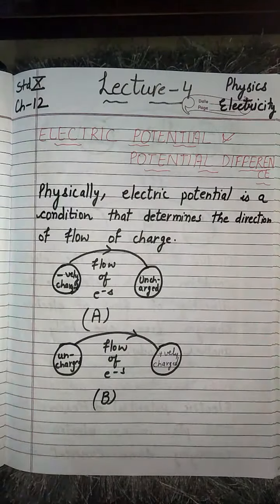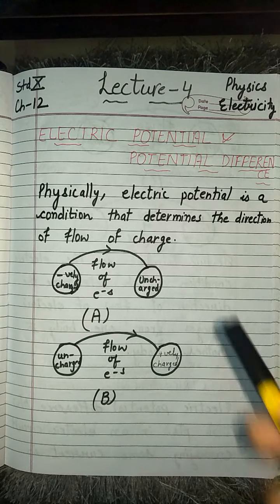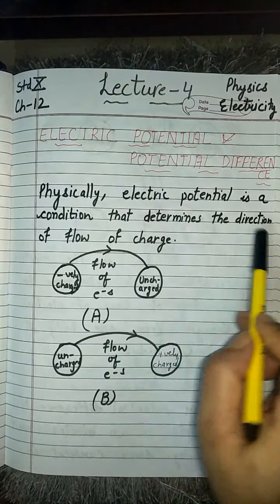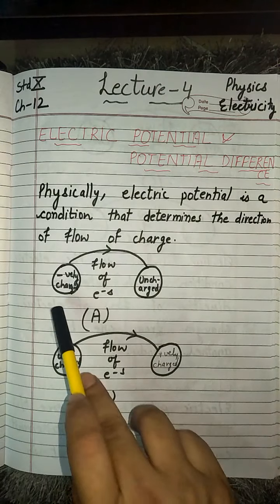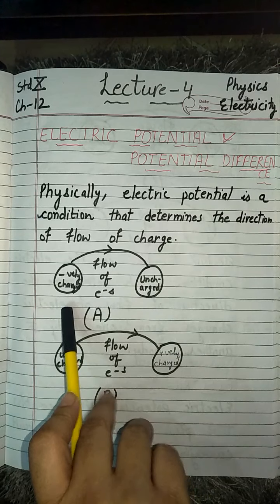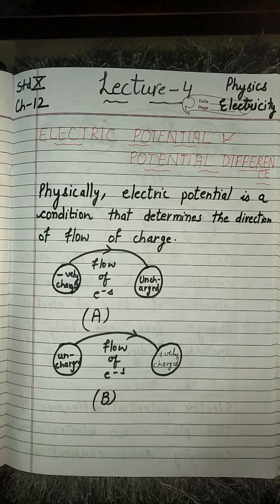So similarly, if we are talking about electric potential, what is it physically? Electric potential is that condition which determines the direction of flow of charge. Different examples are given. And make sure that the flow of charge will continue until the potential of the two bodies becomes equal, or we can also say until the potential difference becomes zero. तब तक ये flow करेगा.